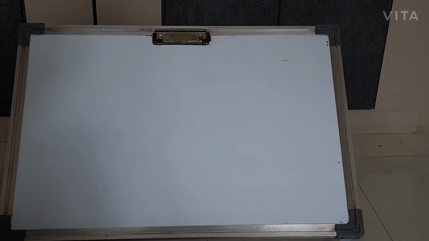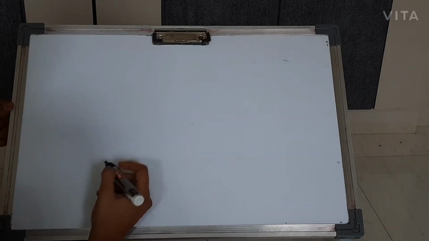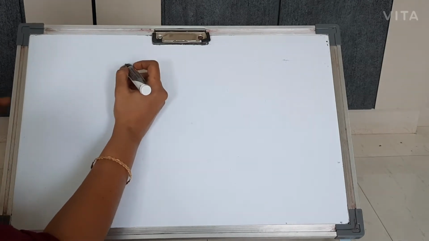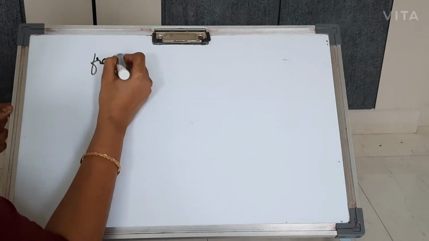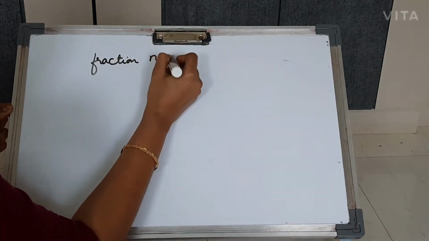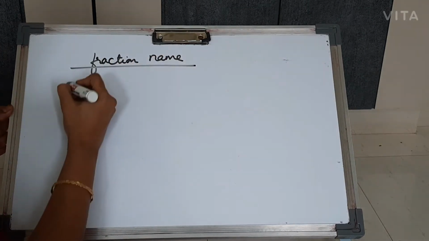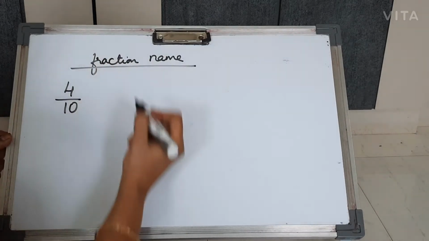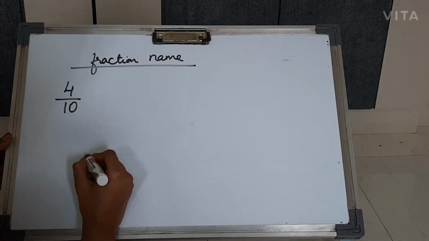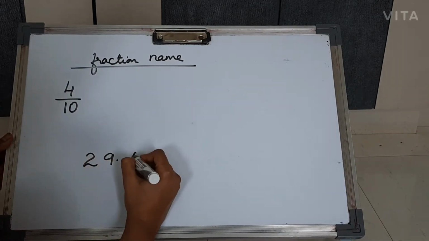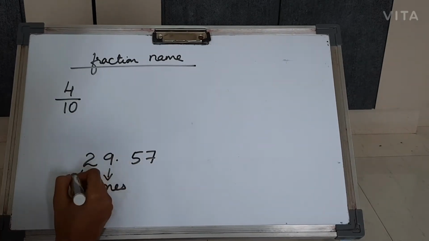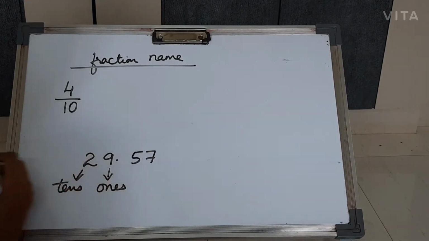Now again, coming towards the next concept. That was the decimal name, that is the number name for the decimal fraction. Now what will be the fraction name for that? That is, when we write in expanded form, there are two ways. Suppose the fraction is 4 by 10. So we know the number line here. Suppose we write a number as 29.57. Here we know this is the ones place, this is the tens place, and this is 100 and 1000, and so on. So this is before the decimal.